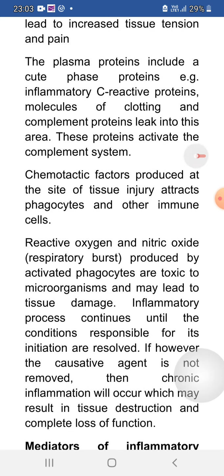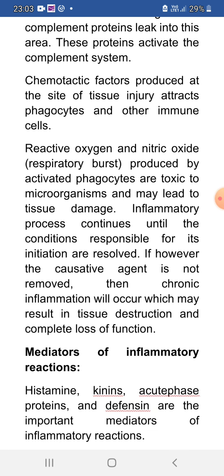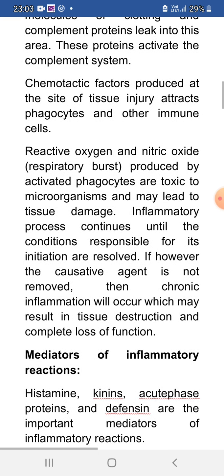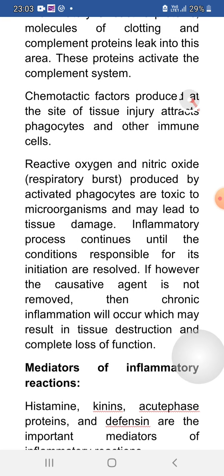Then there's also production of a lot of reactive oxygen and nitric oxide. These also kill microorganisms. So inflammation normally will continue until what was causing inflammation is cleared.